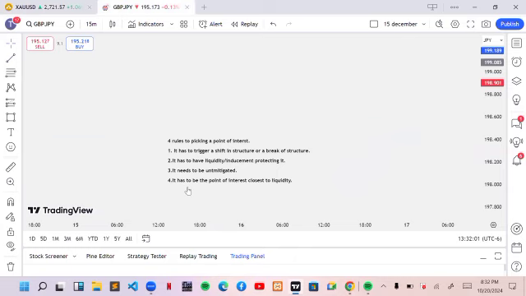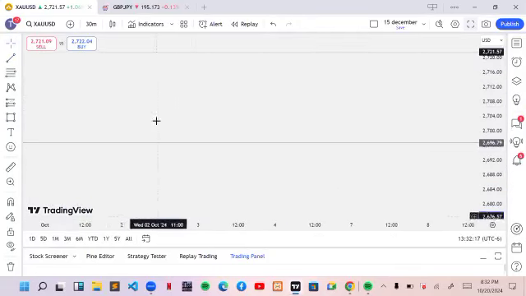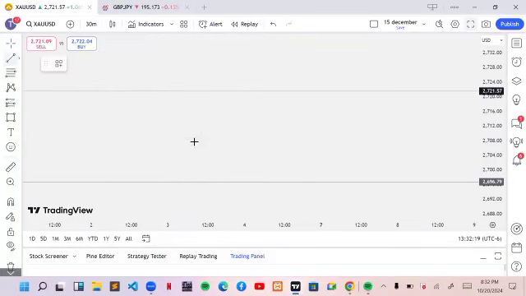So the fourth one now says it needs to be the point of interest that is closest to liquidity. So what is our liquidity? Our liquidity is this inducement, and which point of interest is closest to it? Other block. That was why I took my entry from this other block. But in a scenario when you have to use a breaker block for a trade, let me draw that as a diagram.